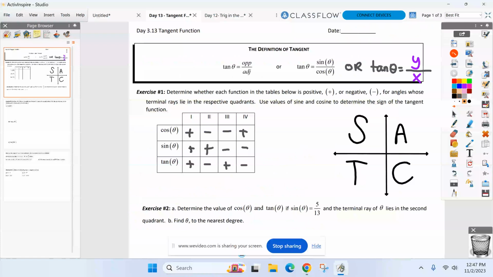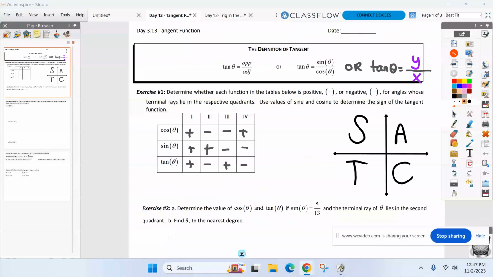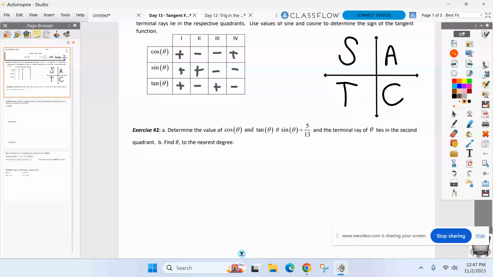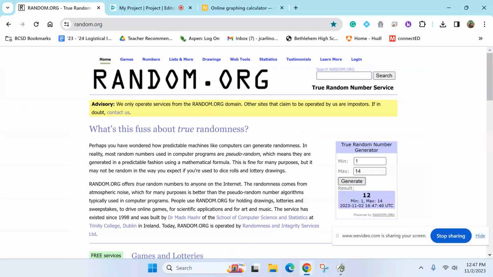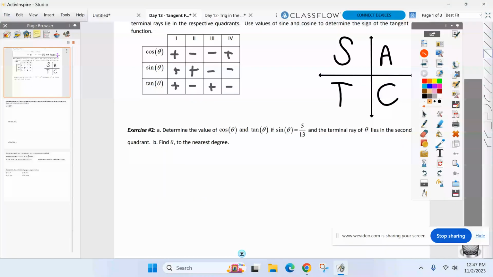All right, let's do the same thing we did yesterday, but now I'm going to add tangent into the mix. Go ahead, read through part A. What quadrant am I in? Grant, what quadrant are we in? Quad 2, everybody.